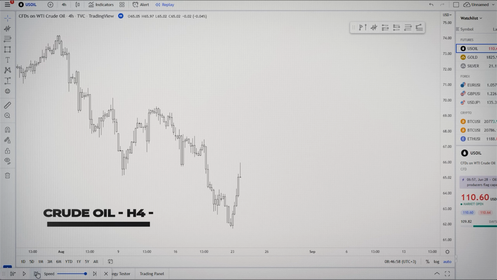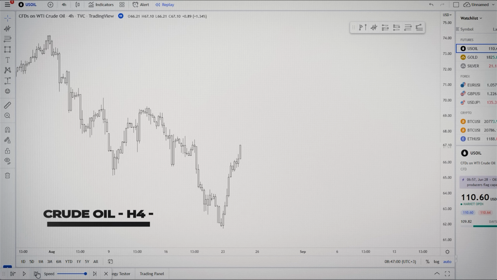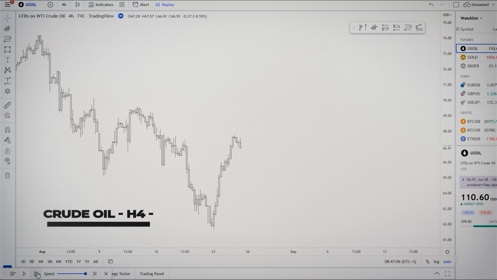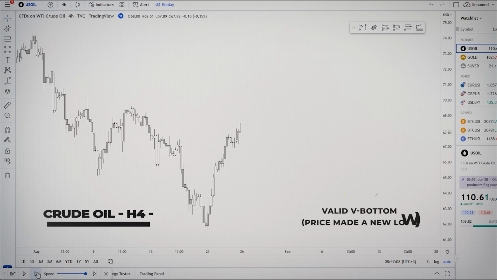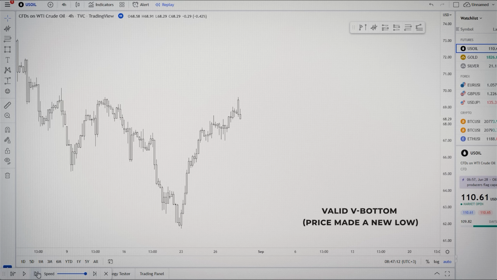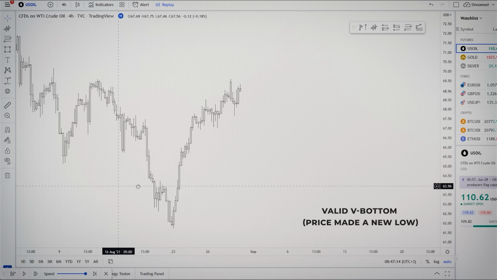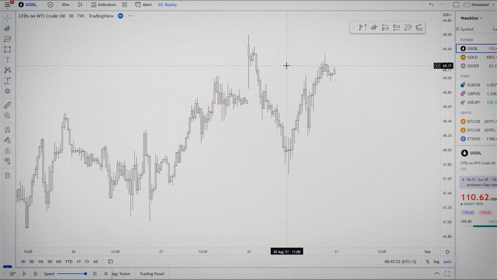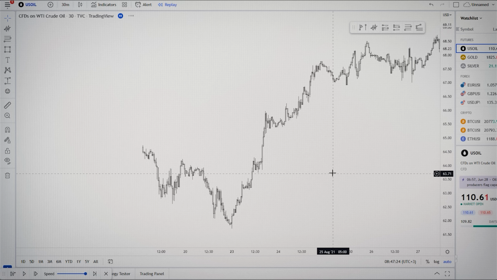We are trading crude oil on the 4-hour time frame. Price dropped into this low but reversed, with momentum increasing on the way higher. Observe that this is a valid V bottom because price made a new recent low. When you start seeing an increase in buying pressure, observing the price action by using different time frames can be very helpful. So let's move to the 30-minute time frame.